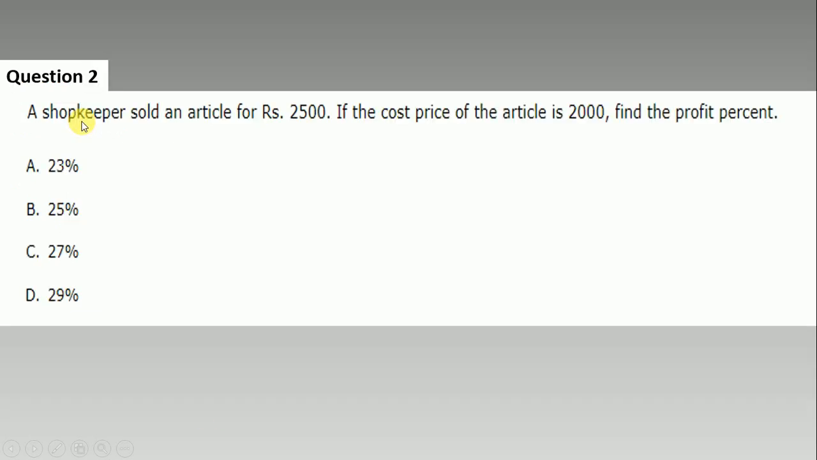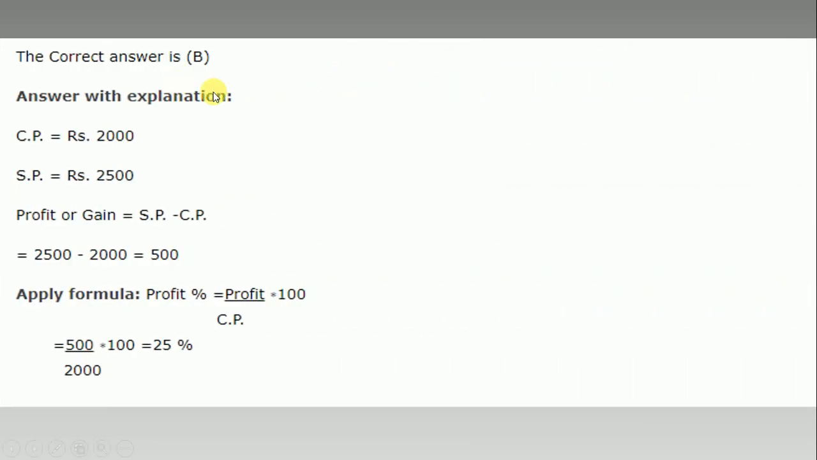Now question 2. A shopkeeper sold an article for rupees 2500. If the cost price of the article is 2000, find the profit. And it is a very basic question. Now CP is equal to 2000, SP is equal to 2500, and profit or gain is equal to SP minus CP. So profit will be 500. 2500 minus 2000 is equal to 500.